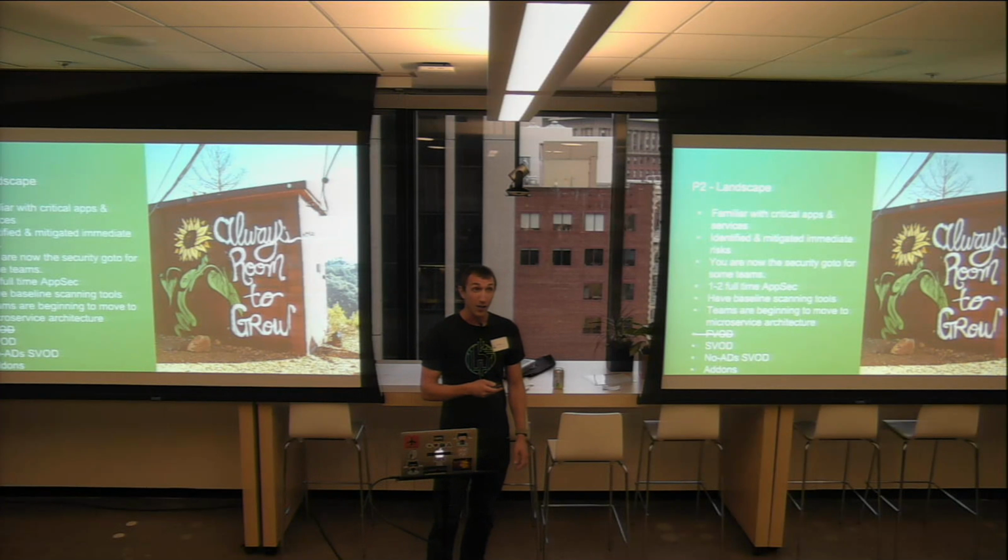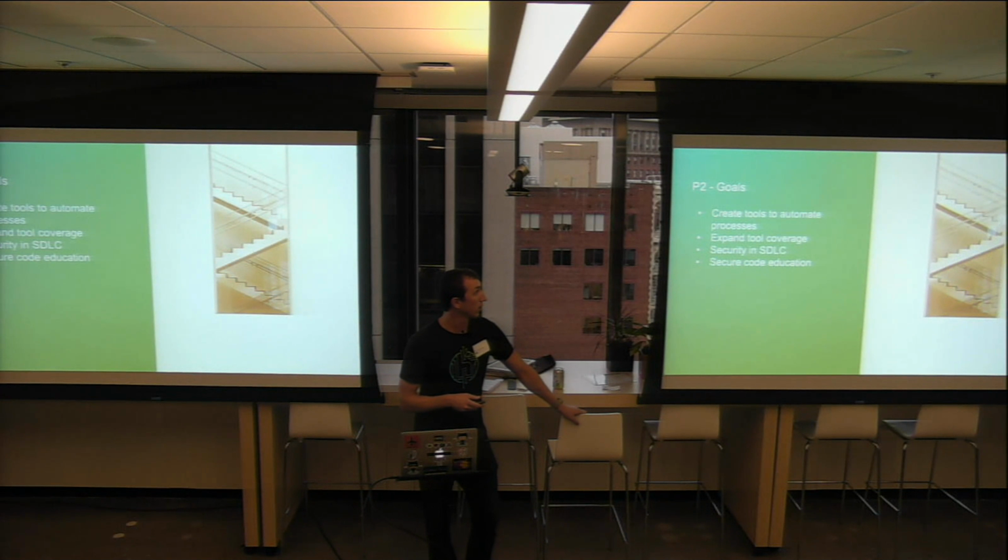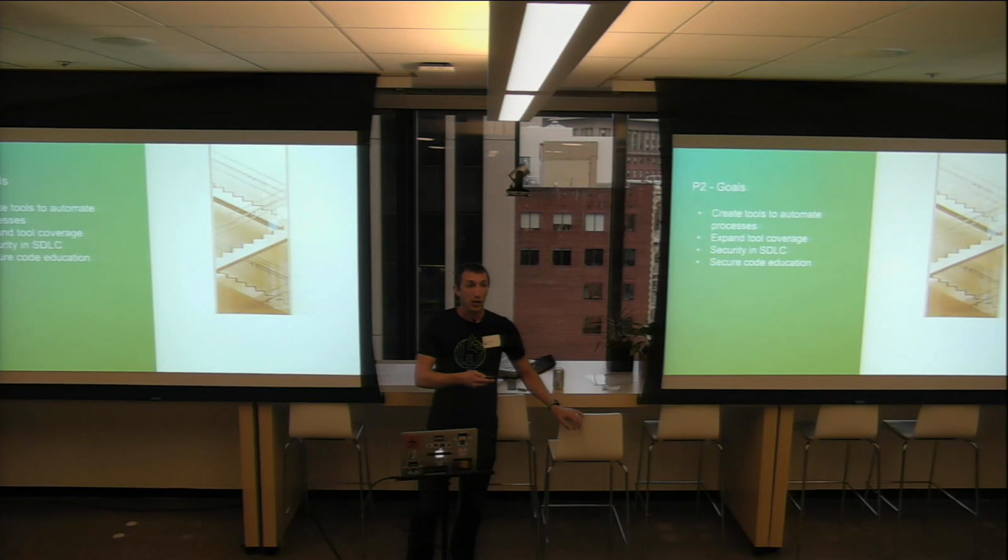So some of the goals for this phase were creating tools to automate the stuff that we were doing, because we were doing a lot of manual work, manual spot checking of testing and risk identification, expanding the tool coverage that we had for identifying these vulnerabilities, and getting security actually in the SDLC, because at that point we were really far removed from it, and we were finding vulnerabilities in production and on production services.